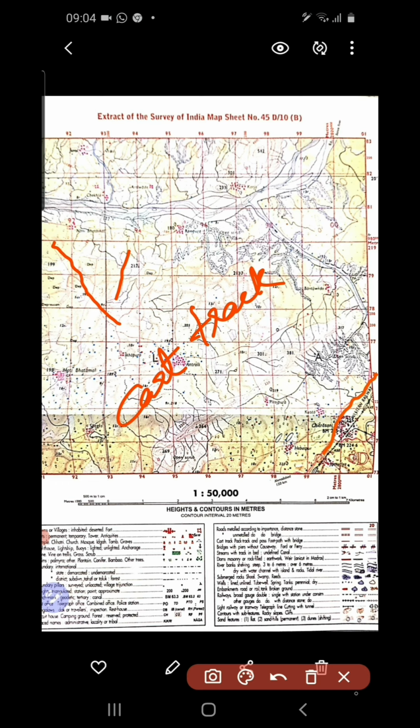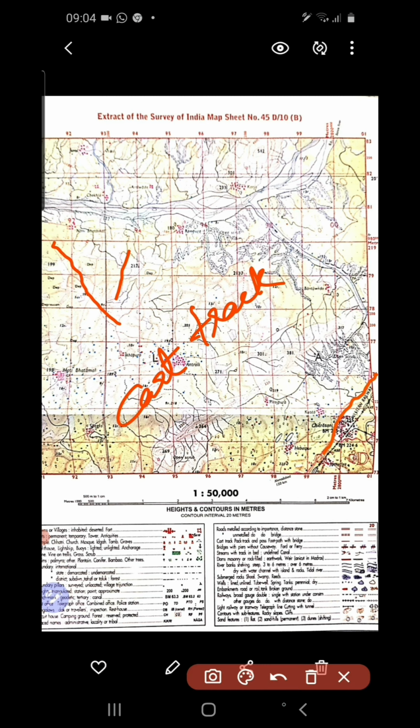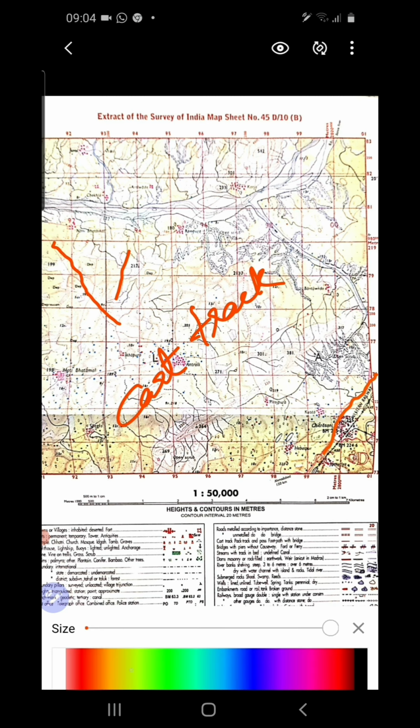So whenever you observe these kinds of symbols and colors, you see here yellow colored patches all over the map. Okay, this yellow color indicates what? Everywhere the yellow color indicates what? This is cultivable land.